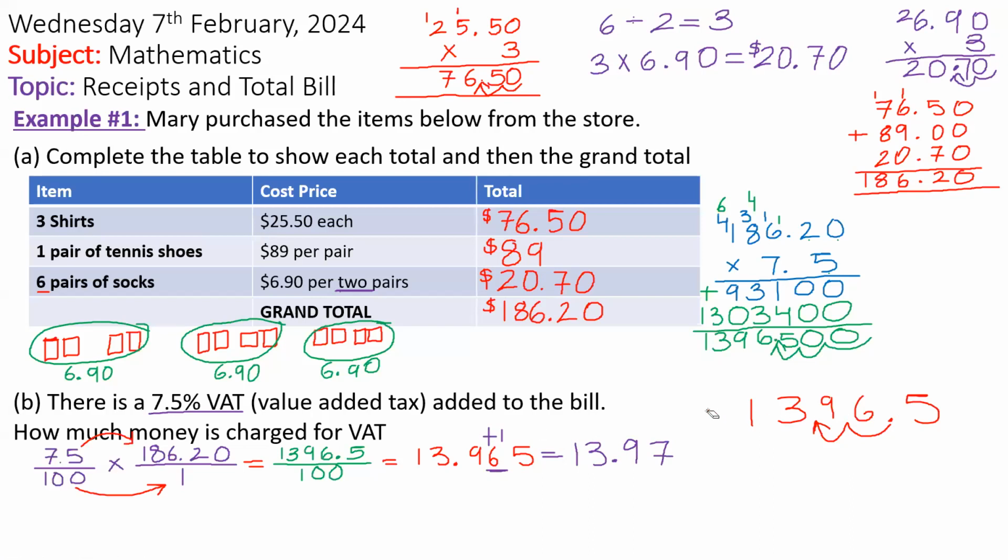Okay, good. So that's how we get our answer. So how much money is charged for VAT? $13.97. All right. Okay, good.